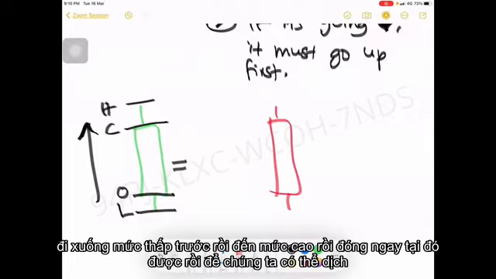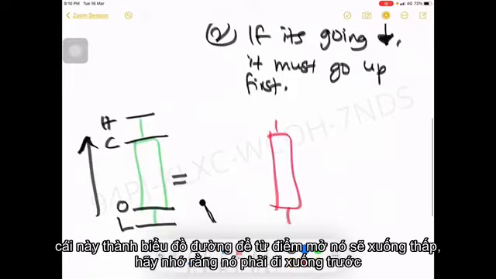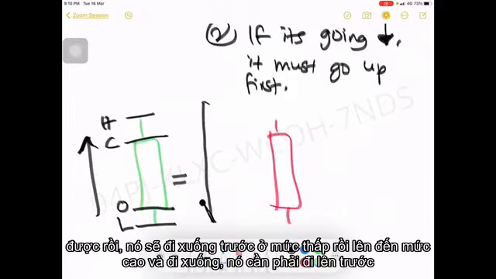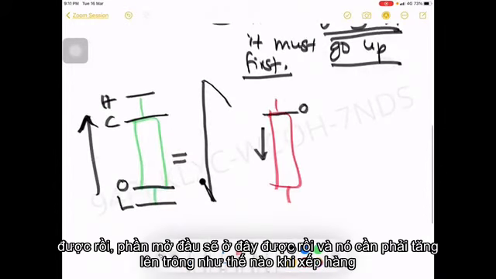Okay, so we can translate this into a line chart. From the open point, it's going to go low. Remember, it has to go down first. It's going to go down first to the low, going up to the high, and go down.